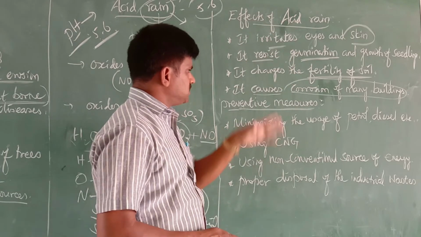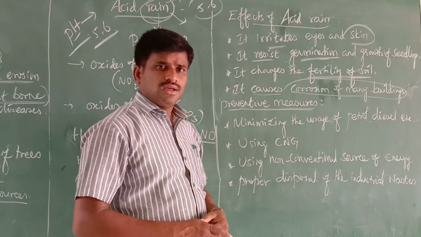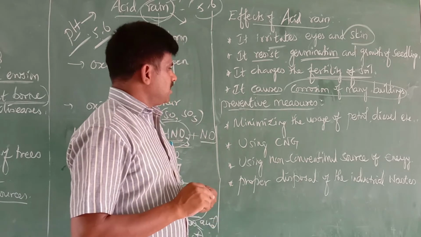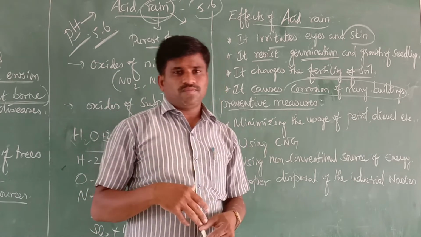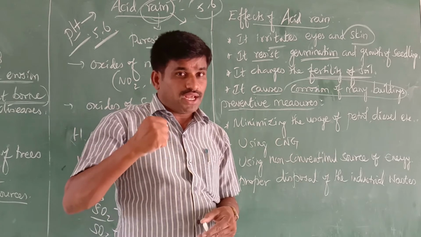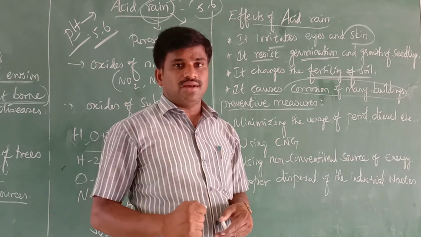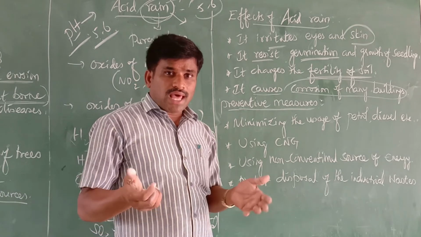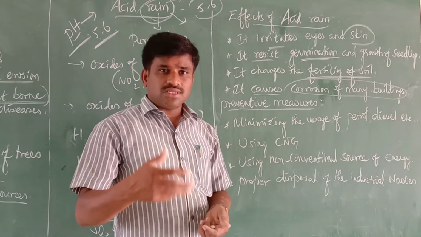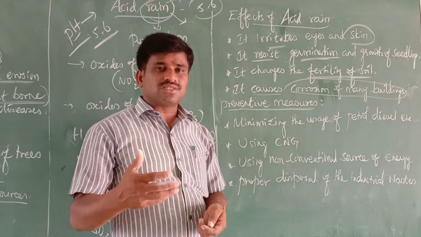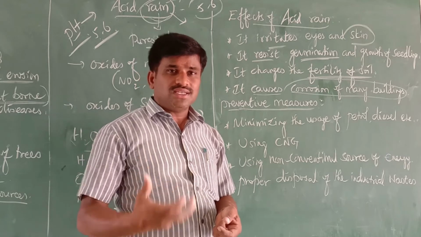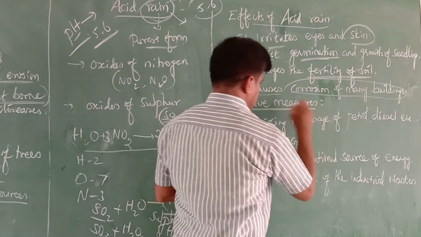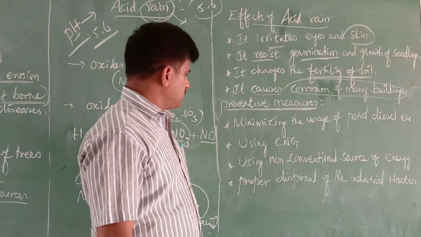So, sir, acid rain is harmful, but there is a solution for that. Now we are going to see what preventive measures we should take to avoid or control acid rain. It is in our hands. We have the chance to control and prevent this acid rain. That's called preventive measures.